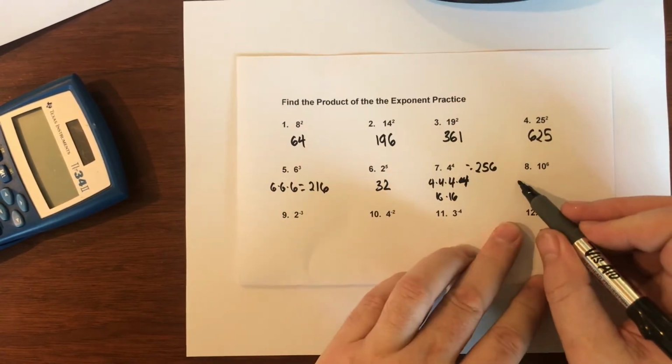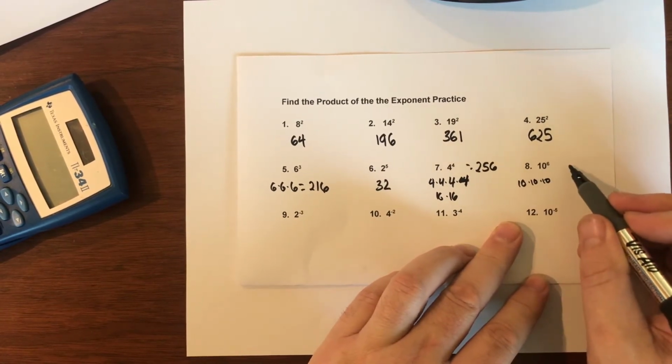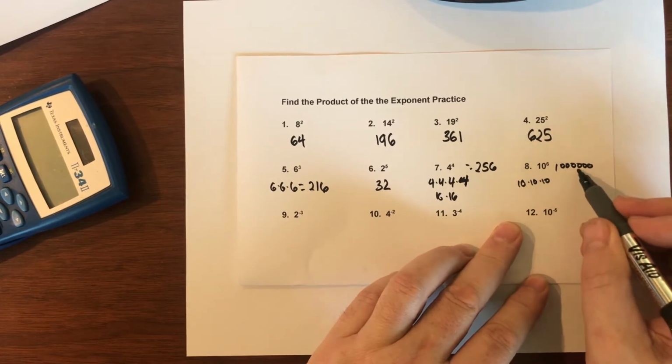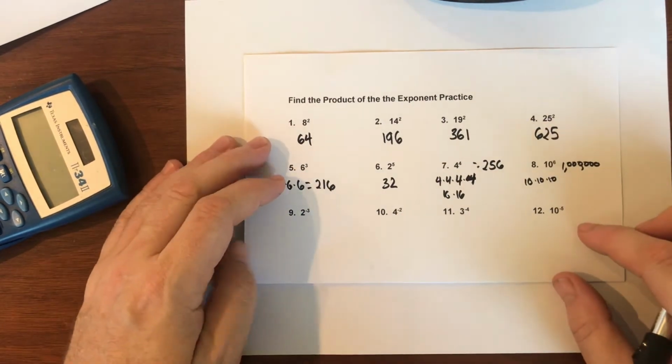10 to the power of 6, that's 1, 2, 3. So it's going to be 6 zeros. So 1, 2, 3, 4, 5, 6, and a 1. So 1,000,000. All right. 10 to the power of 6 is 1,000,000.